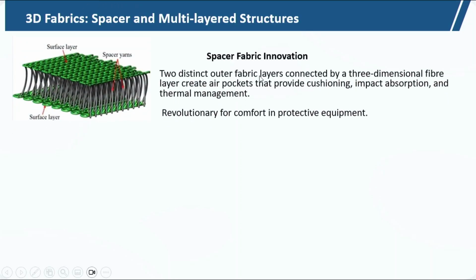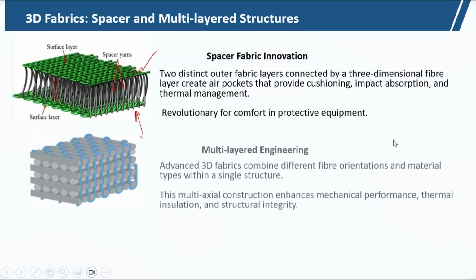Now, 3D fabrics like we use for knitted protective textiles are the spacer fabrics or multi-layered structures. If you see the spacer fabric application, the two distinct layers are there. Here is one spacer line, this is another spacer line, and they are connected with the threads. Due to this structure, they create comfort in the protective textiles.